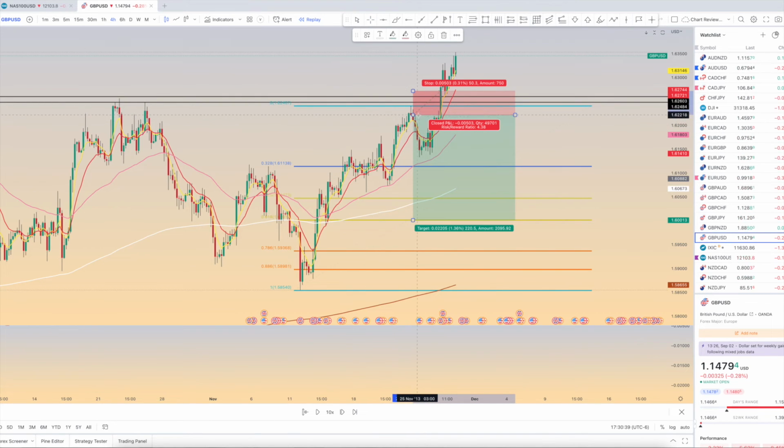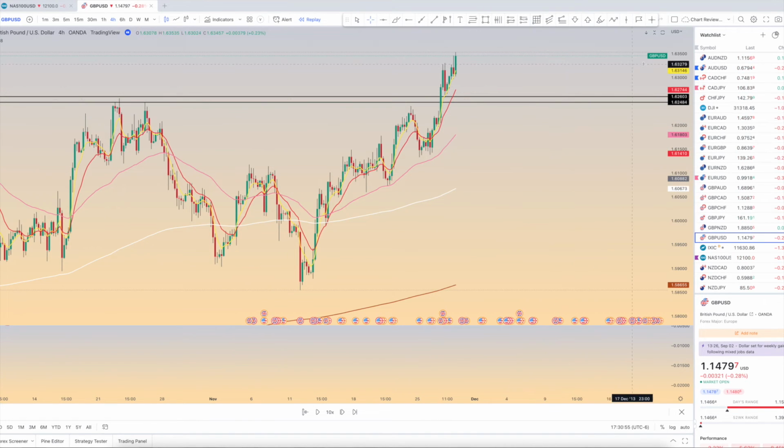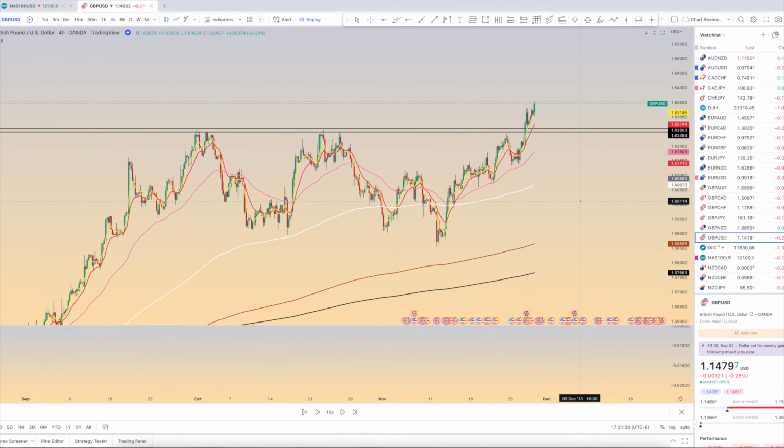No. Because as soon as you took the entry here based off structure, right? 83 pips in profit and you had a 50 stop loss, you're at a break even. That's it. So unfortunately, it's a break even. It's not profit, but it's nothing lost either. That is the key.